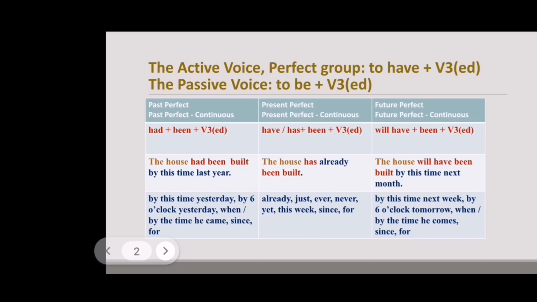And one more important thing, there are no special formulas or structures for perfect continuous group. That's why instead of past perfect continuous, we use the structure for past perfect, instead of present perfect continuous, present perfect, and instead of future perfect continuous, future perfect. That's why we can see here each time prepositions since and for.